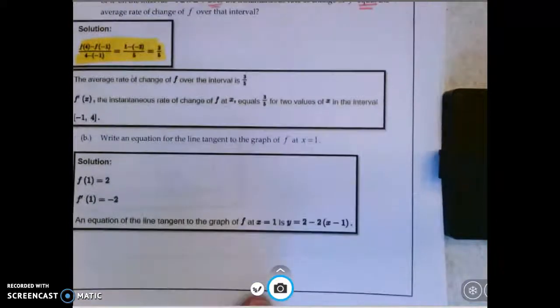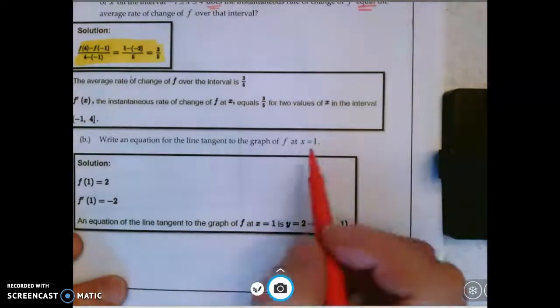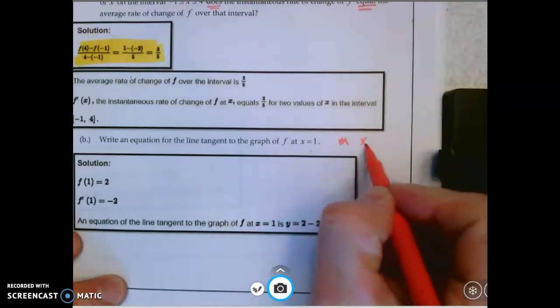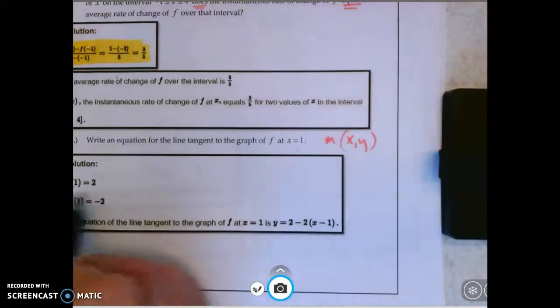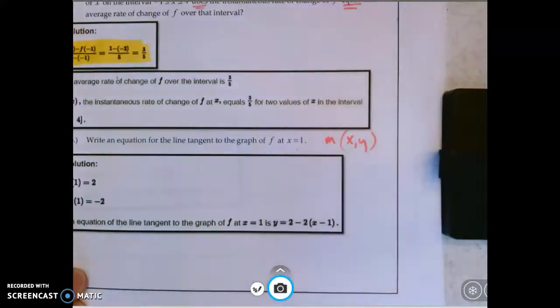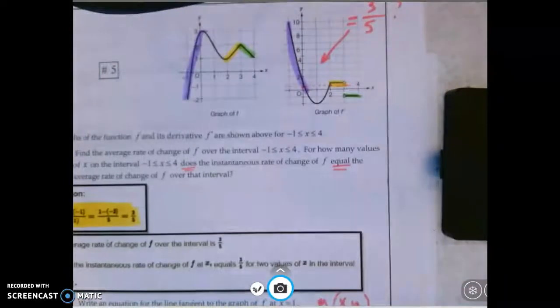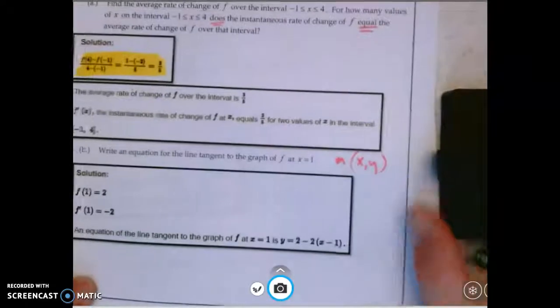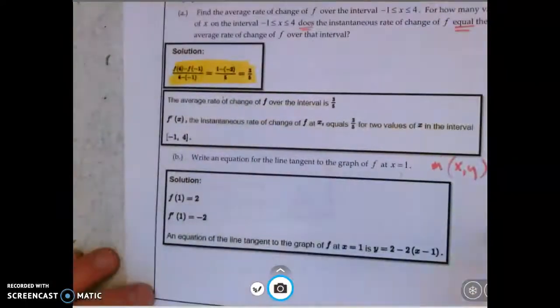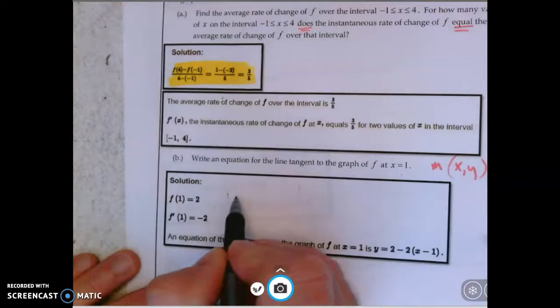B, write an equation for the line tangent to the graph of f at x equals 1. So when we're talking about a tangent to the graph, we need m, and we need x, and we need y. In this case, our function at f of 1, to evaluate the function, we're talking about the original function, is 2. So this is the coordinate point (1, 2), there's my 1, 2 right here.